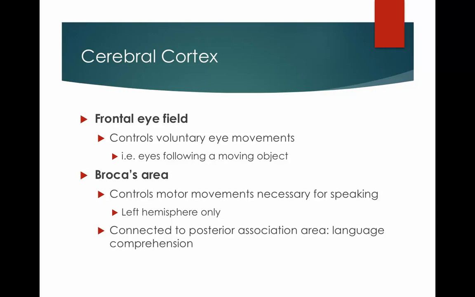Broca's area is again a very small cortical area with a very specific function in regards to motor output to muscles that we need in order to carry out speech. So it controls all of our necessary movements for speaking. It's located only in the left hemisphere, and it's going to be communicating back and forth with the posterior association area, with Wernicke's area, that was responsible for language comprehension.